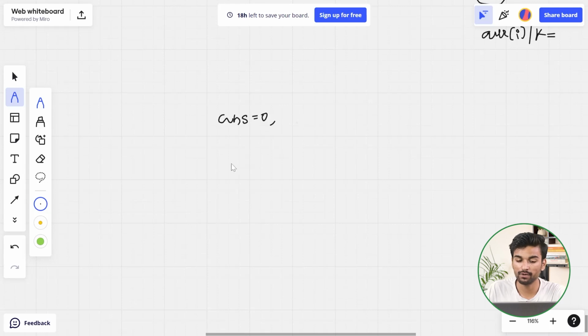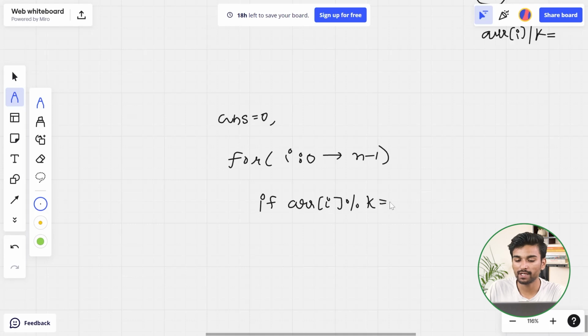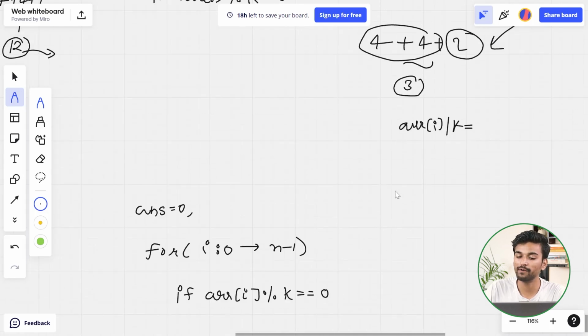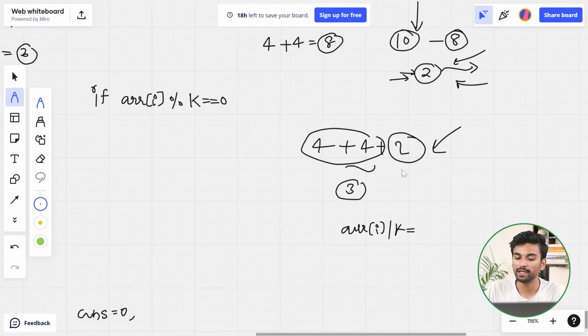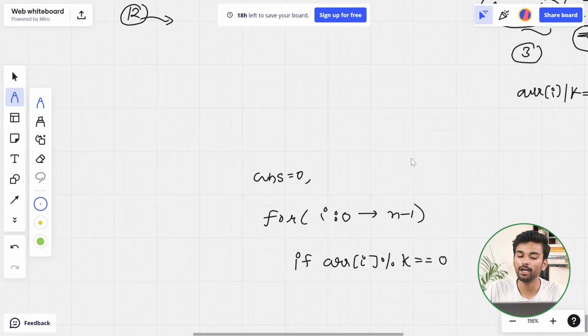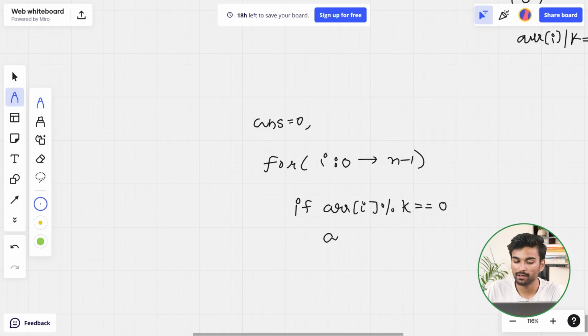So answer is 0, and we will be iterating on our array from 0 to n minus 1, and if array of I is completely divisible by k, then we will not be needing this last element or this last value, because it is completely divisible. So just add array of I divided by k into my answer variable. Else, we have to add array of I divided by k and also a plus 1.